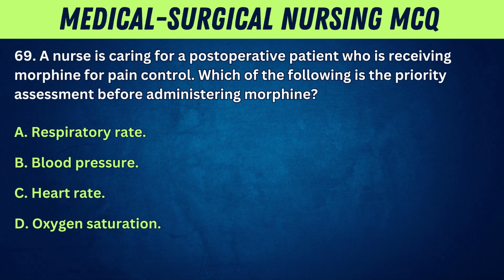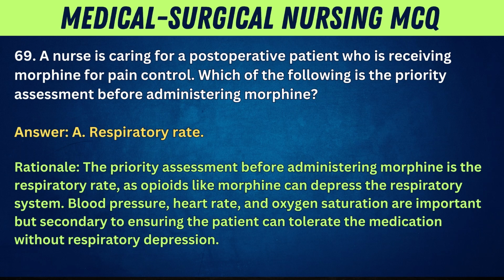69. A nurse is caring for a postoperative patient who is receiving morphine for pain control. Which of the following is the priority assessment before administering morphine? A. Respiratory rate. B. Blood pressure. C. Heart rate. D. Oxygen saturation. Answer: A. Respiratory rate. Rationale: The priority assessment before administering morphine is the respiratory rate, as opioids like morphine can depress the respiratory system. Blood pressure, heart rate, and oxygen saturation are important, but secondary to ensuring the patient can tolerate the medication without respiratory depression.